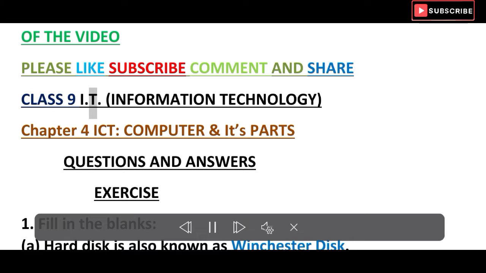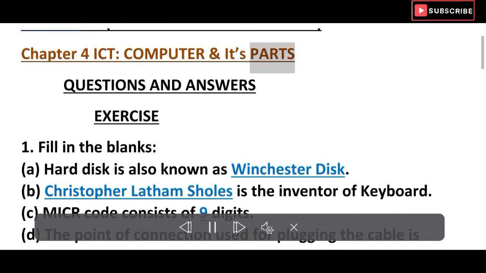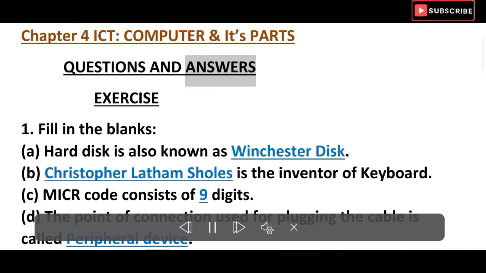Class 9 IT, Information Technology. Chapter 4, ICT, Computer and its Parts. Questions and Answers. Exercise 1.